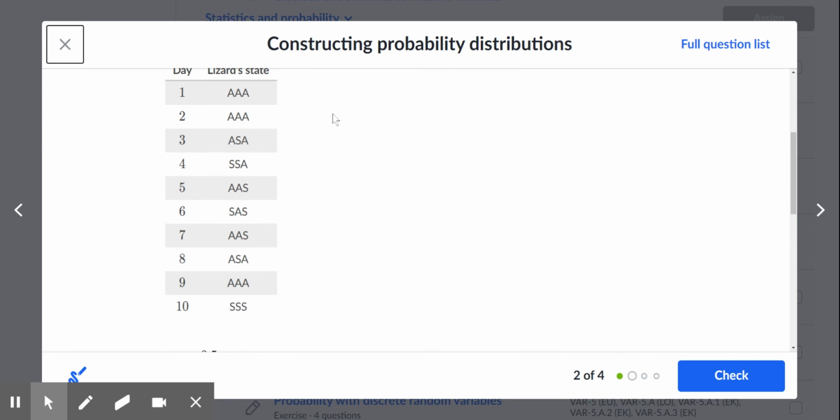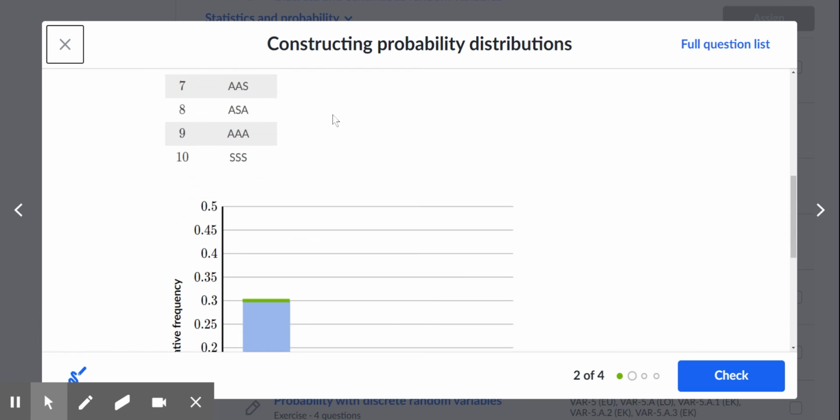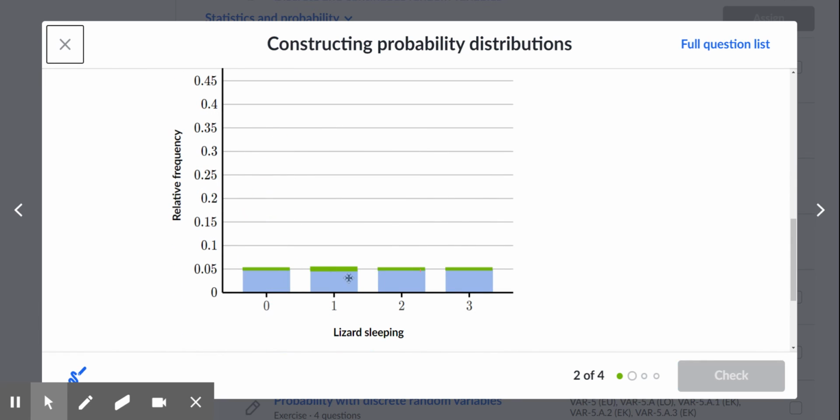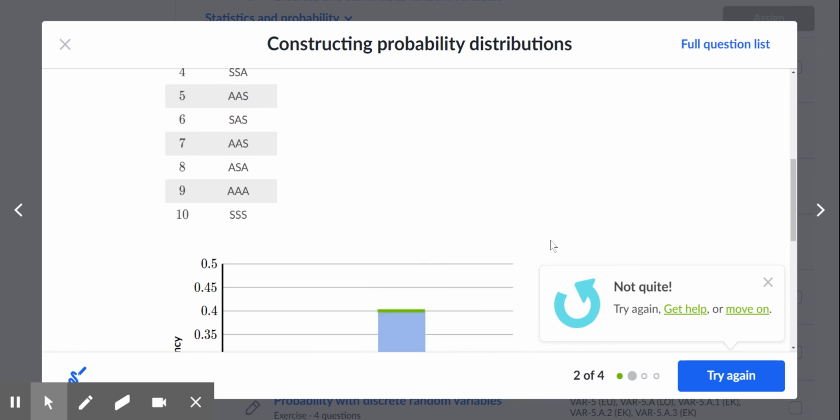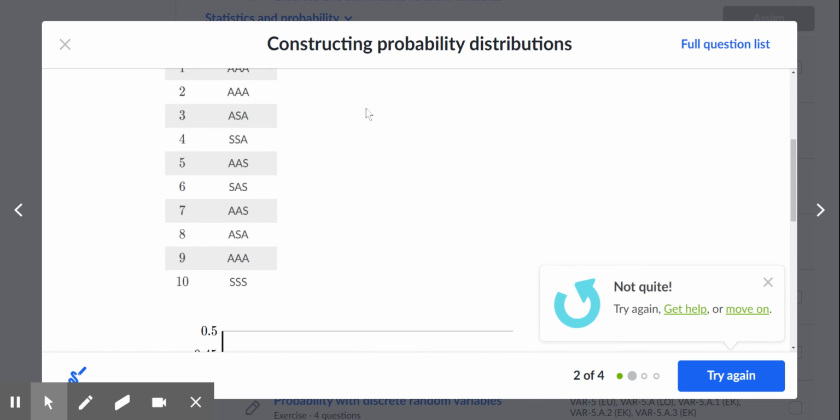Actually, did we get it right? No, I think we might have. Oh, we need to reverse it. So it's 1 out of 10, and then this is 3 out of 10. So for 3 out of 10, which is 3/10, this is 1 out of 10, and this is 4 out of 10, and this is 2 out of 10. Right? Oh, did I get it wrong? Crap. A is awake.